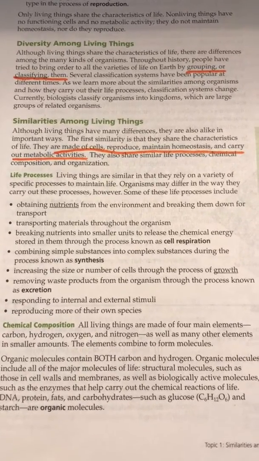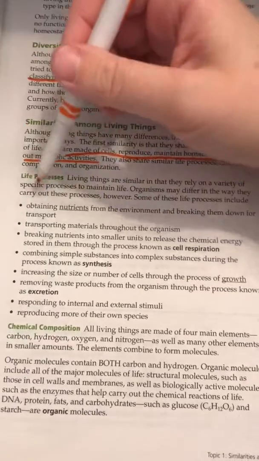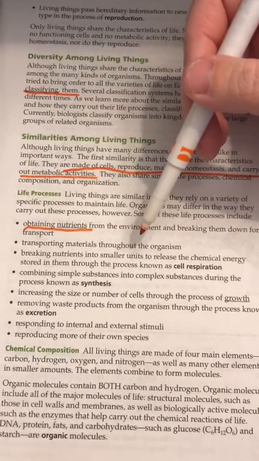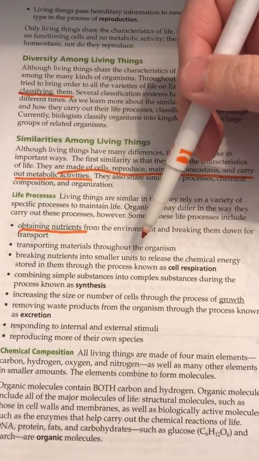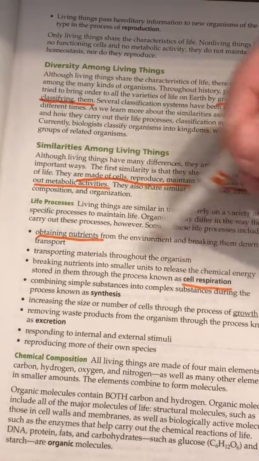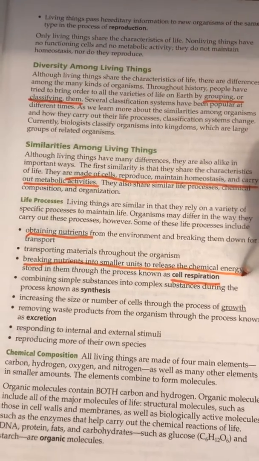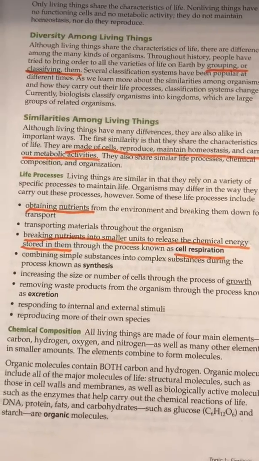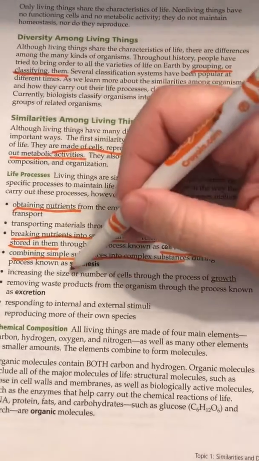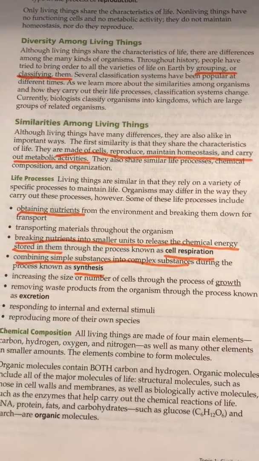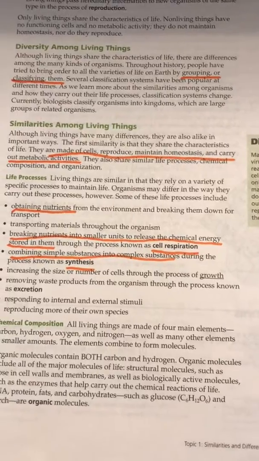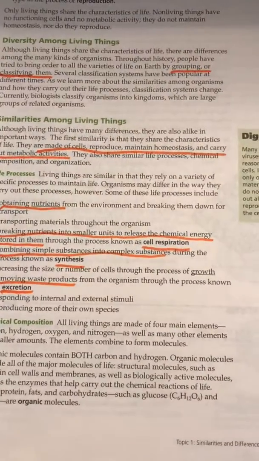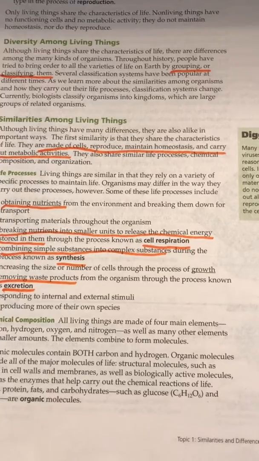However, some of these life processes include obtaining nutrients from the environment and breaking them down for transport, transporting materials throughout the organism, breaking nutrients into smaller units to release the chemical energy stored in them through the processes known as cellular respiration, combining simple substances into complex substances during a process known as synthesis, increasing the size or number of cells through the process of growth, removing waste products from the organism through the process known as excretion, responding to internal and external stimuli, and reproducing more of their own species.